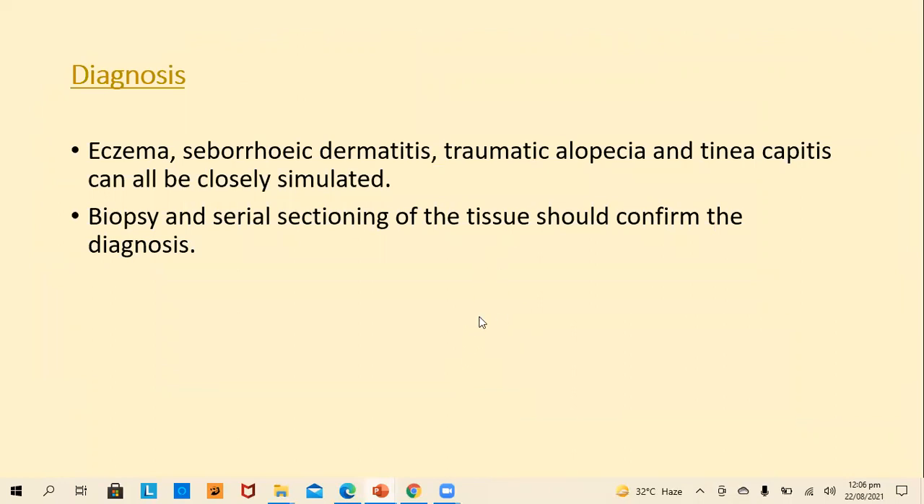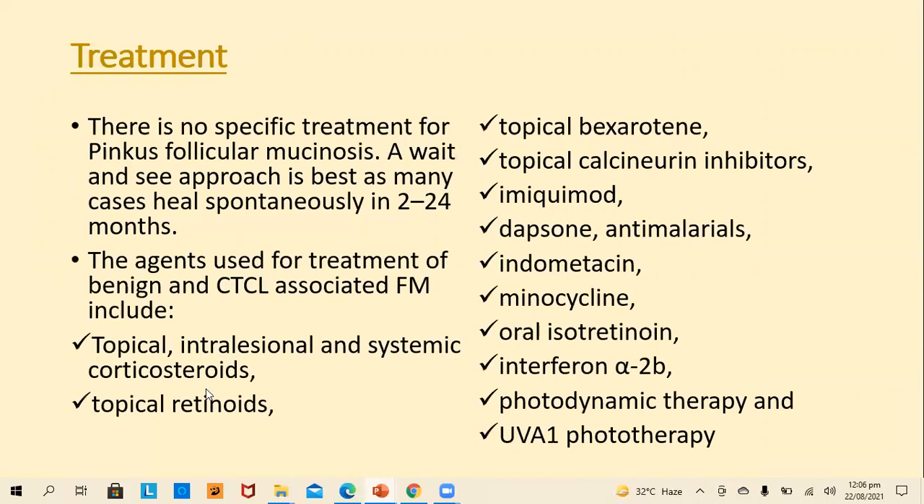Diagnosis. Eczema, seborrheic dermatitis, traumatic alopecia, and tinea capitis should be considered in the differential. Biopsy and serial sectioning of tissue should confirm the diagnosis. Treatment. There is no specific treatment for Pinkus follicular mucinosis. Wait and see approach is the best, and many cases heal spontaneously in 2 to 24 months.